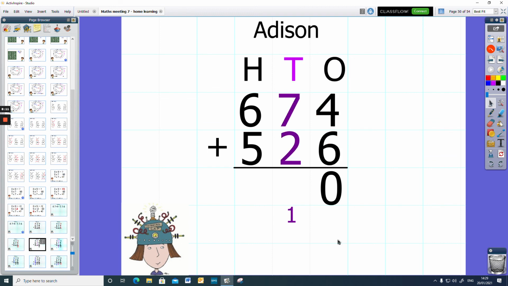Let's continue. Our tens column now, we've got 7 tens plus 2 tens plus 1 ten. 70 plus 20 plus 10, I make that 100, which is 0 tens and 100 in the hundreds column. Let's move on. Got to add our hundreds column now, 600 and 500 and this 100. Well, 600 plus 500 is 1,100 plus another 100, 1,200. 674 plus 526 is 1,200. Well done if you got that.